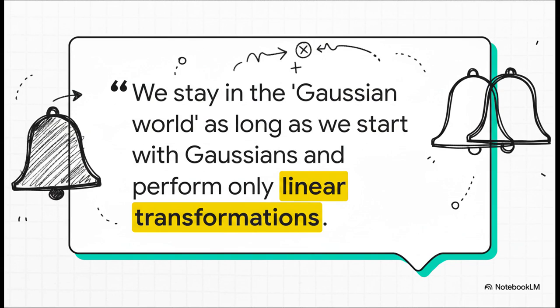What this means is, if you start with a Gaussian belief and you do something simple and linear, like moving forward 2 meters, the result is another perfect Gaussian. It might have moved, it might have gotten bigger and more uncertain, but it's still a Gaussian. We get to stay in this clean, easy-to-manage Gaussian world.